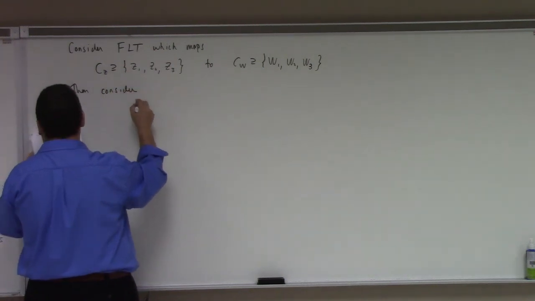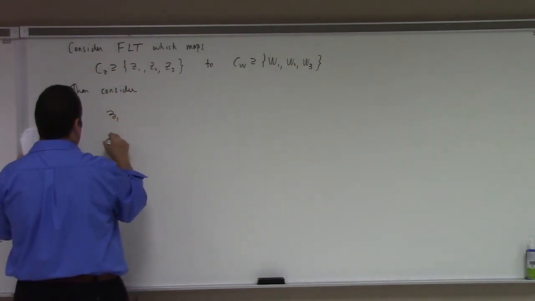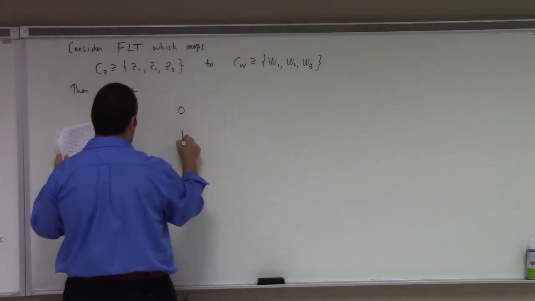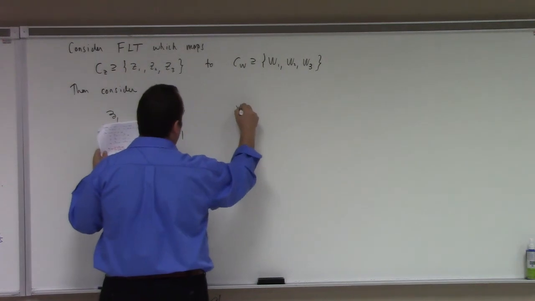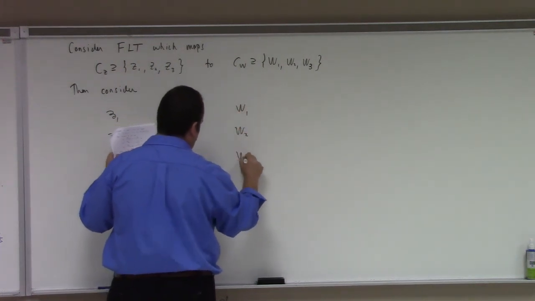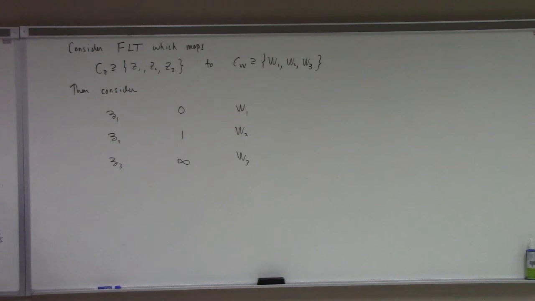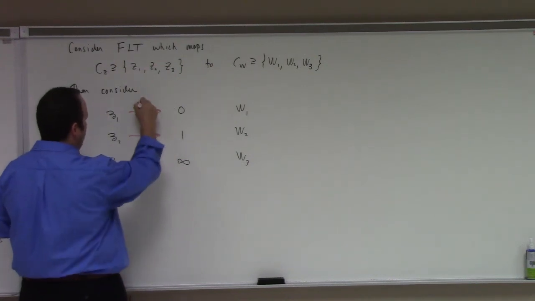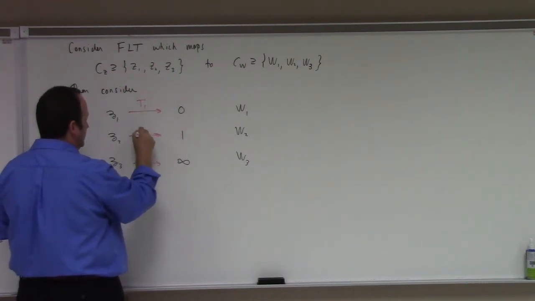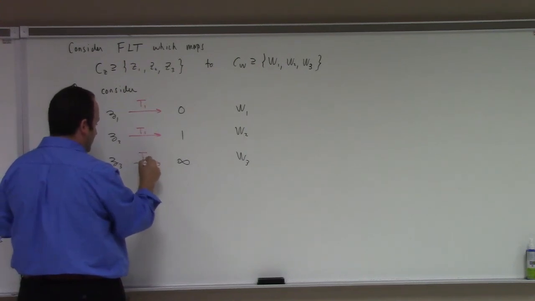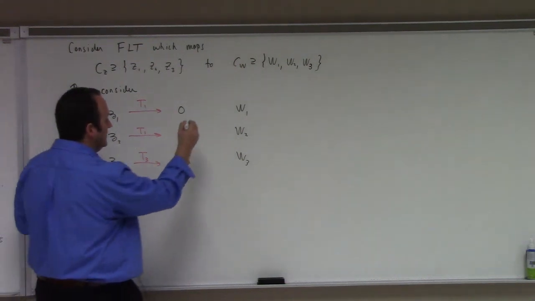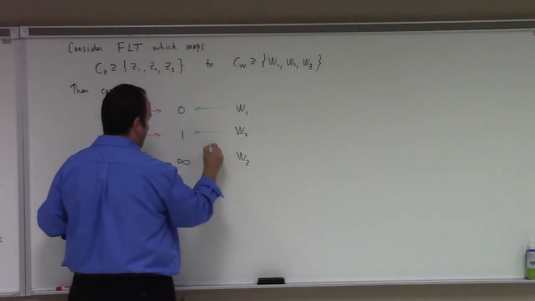You can consider, let's say, Z1, Z2, Z3, 0, 1, infinity, W1, W2, W3, like so. And all we need is to find a pair of maps. We can meet in the middle. So we find T1 that takes Z1 to 0, Z2 to 1, Z3 to infinity. And I want to find a mapping T2, which does the same for the W's.